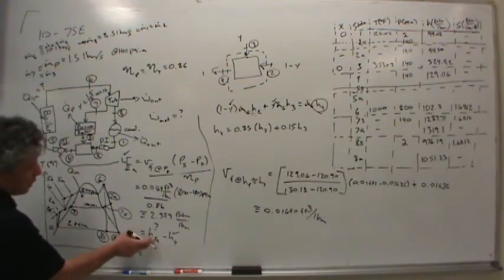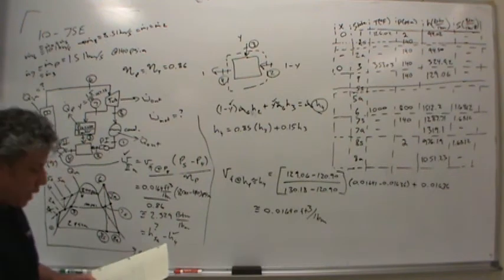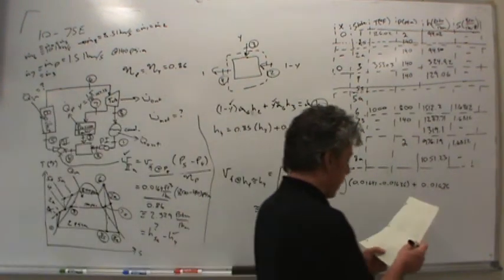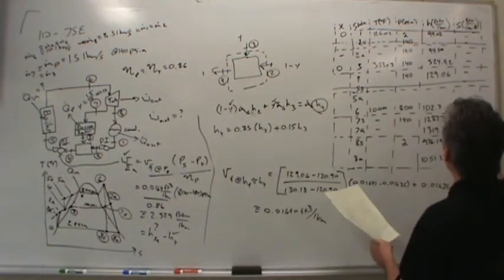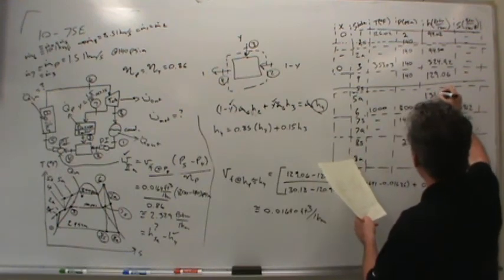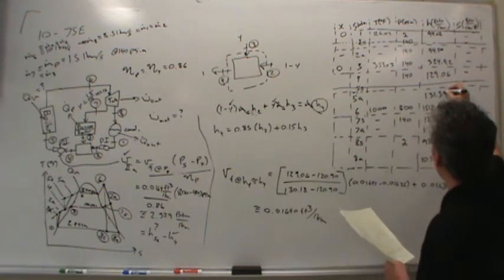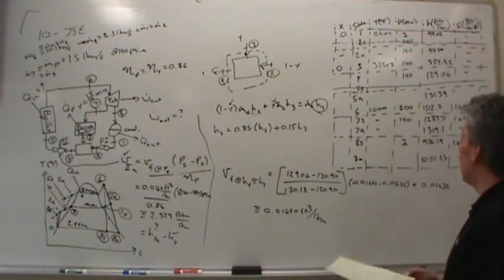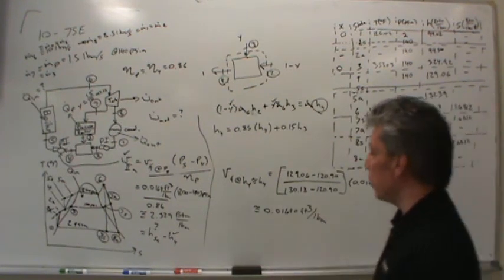But anyway, since the only unknown is H5A in this equation, now I can solve for it. I can calculate it. And that comes out to 131.39 or so BTUs per pound mass. Well, why did we do all of this?